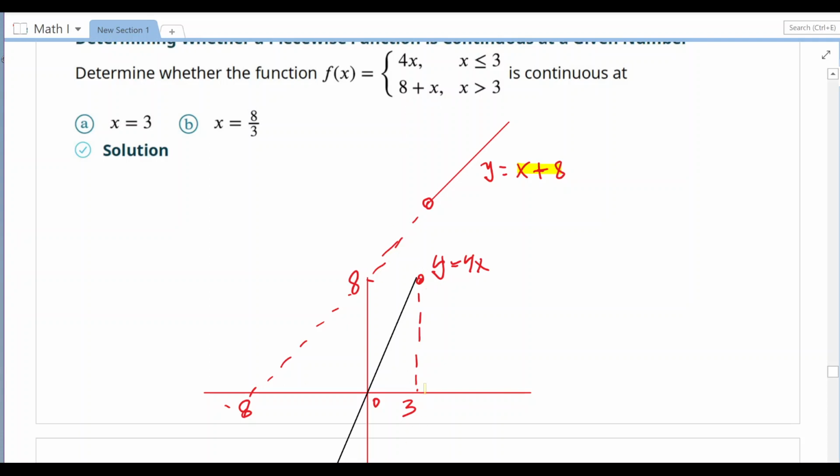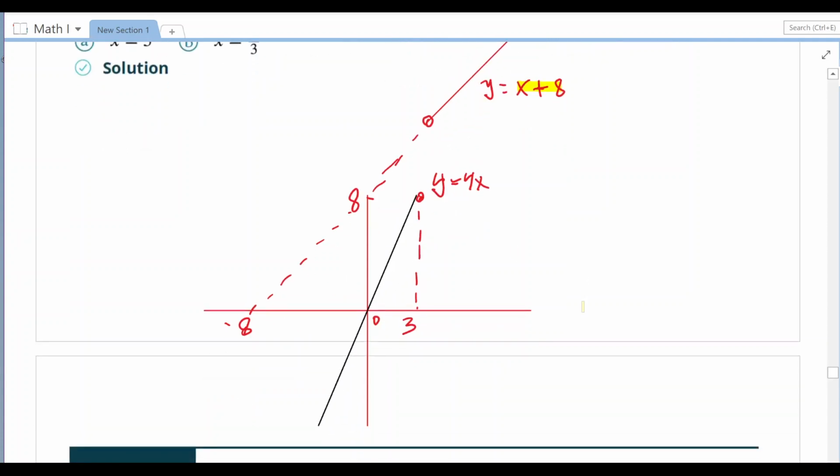So at x equals 3, 3 plus 8 is 11, so this value is 11, from 8 plus x, and then 4x is 4 times 3 is 12. So the graph here is not very accurate, but you get the idea.